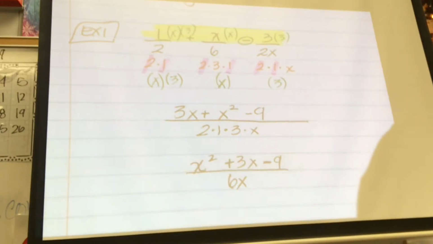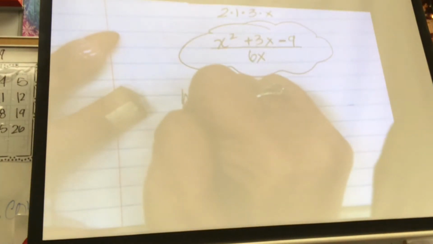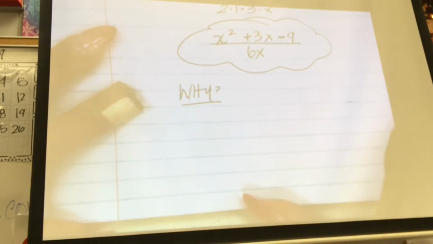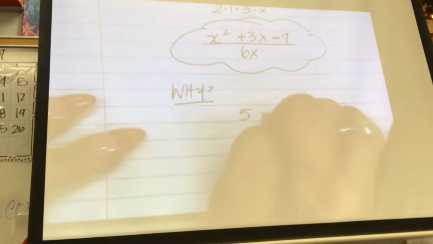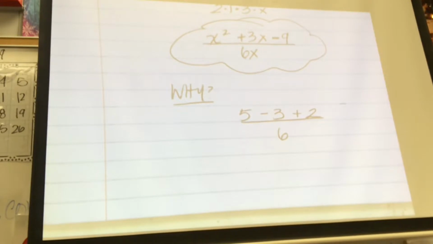Let me show you why, because I see people going, yeah, you're right. So this is actually your final answer for example 1. I need you guys to be convinced. Here we go. Why? Victoria, if I asked you back in math 1 to give me the answer to that, what would you do? 5 minus 3, which is 2, and then 2 plus 2 is 4, and then you get 4 over 6, which reduces to 2/3.